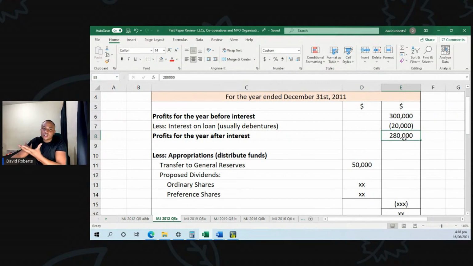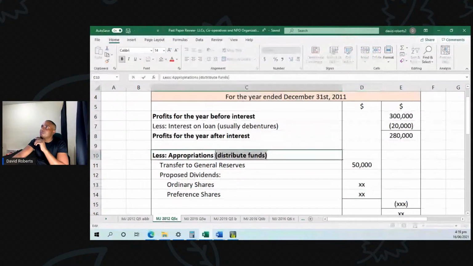This could actually help with budgeting, because you have $280,000 in profits and you have to distribute your money, and then you have to know, okay, how much money do I really have? Let's say, so far we transferred $50,000 to the general reserves, right? Wise ones, we understand so far how we start off with a certain amount of profit, and what appropriation is.